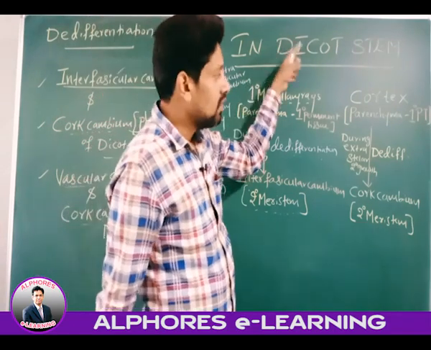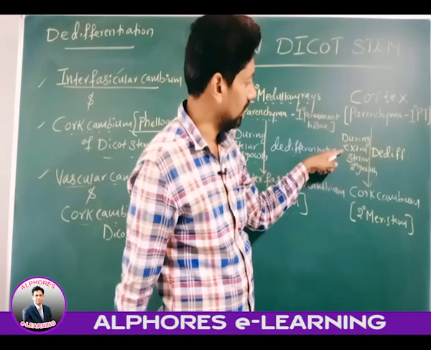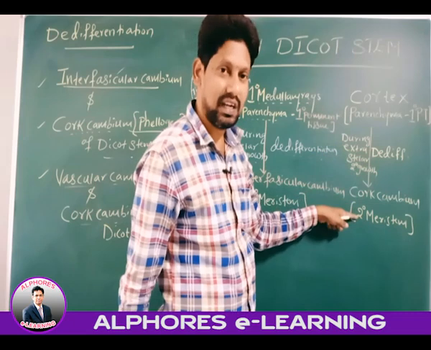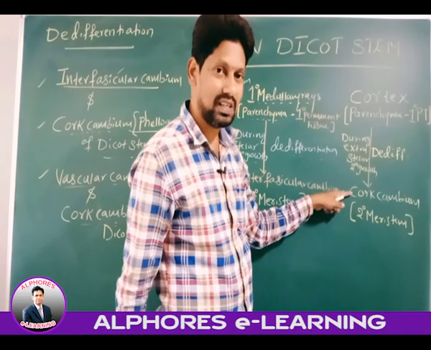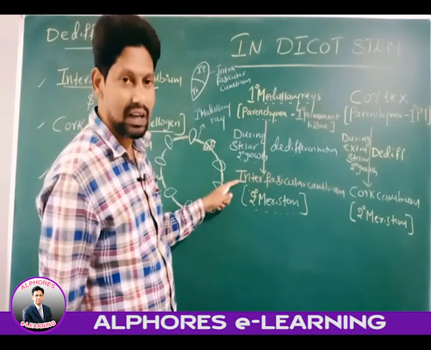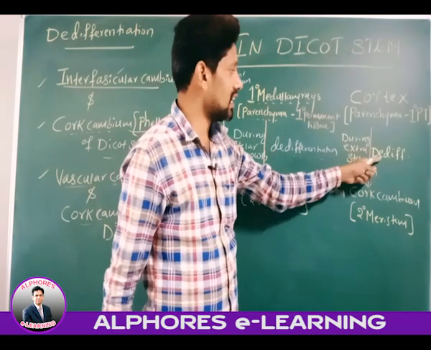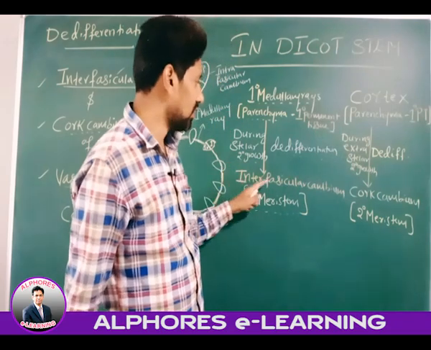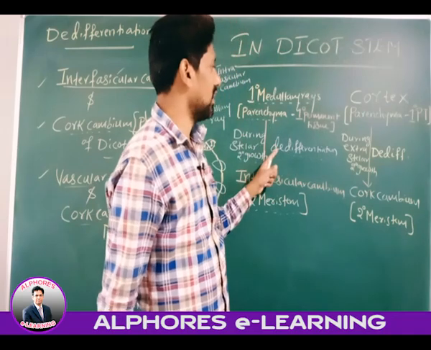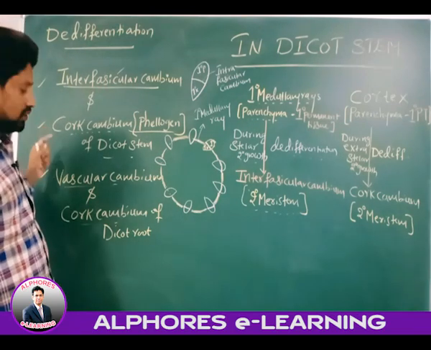In the dicot stem, the parenchyma of cortex undergoes de-differentiation during extrastellar secondary growth. Due to this de-differentiation, a secondary meristem is formed by the name cork cambium. Therefore, interfascicular cambium and cork cambium in the dicot stem are formed by the de-differentiation process. Therefore, first two examples okay. Shall we go for the next two? Right.